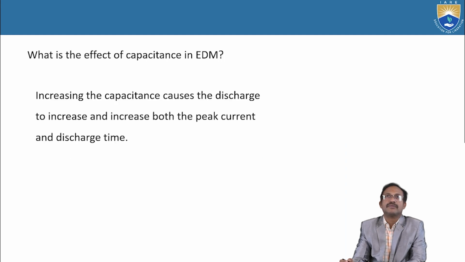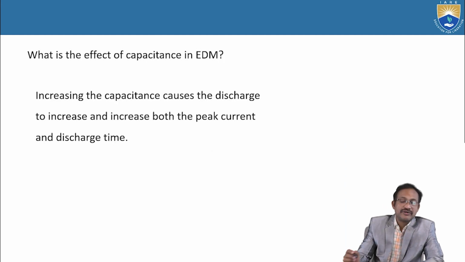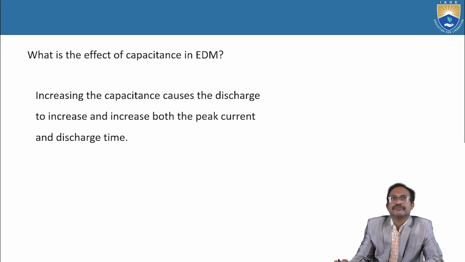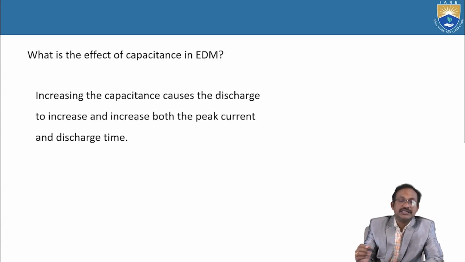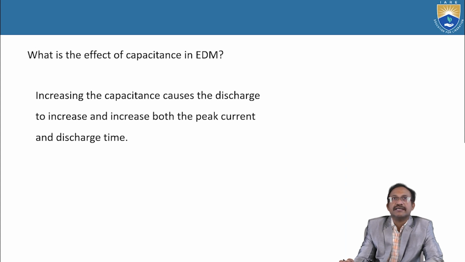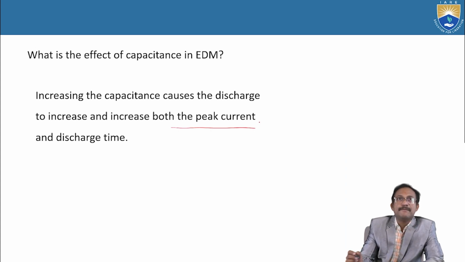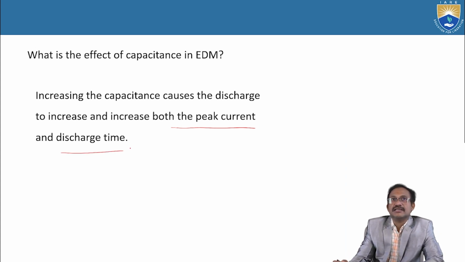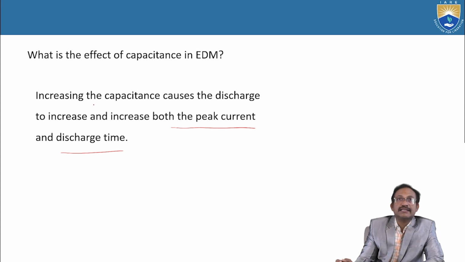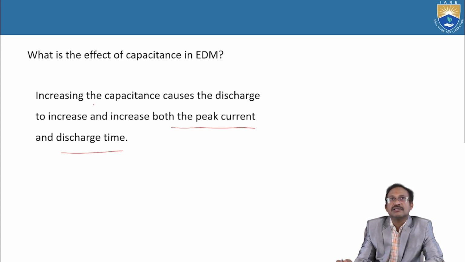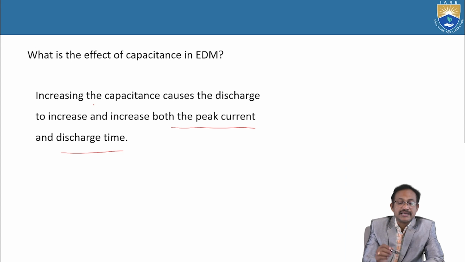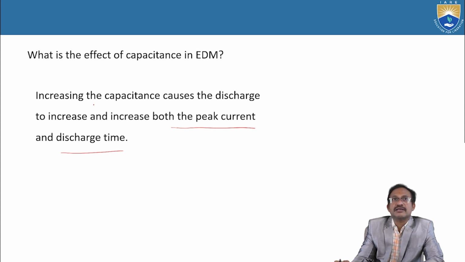What is the effect of capacitance in EDM? Increasing the capacitance causes the discharge to increase, and increases both the peak current and the discharge time. So one is peak current and the other is discharge time.